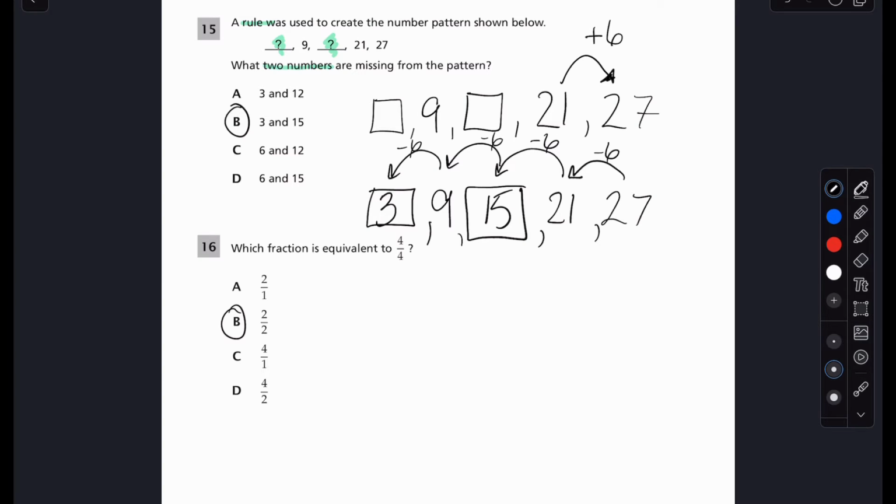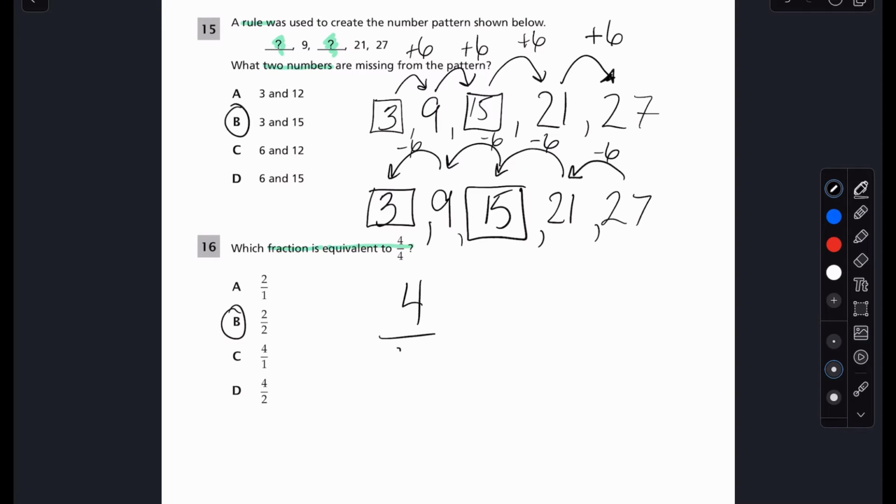I could also check to make sure it's true here on the top by just adding 6. 3 plus 6 is 9. 9 plus 6 is 15. 15 plus 6 is 21, and 21 plus 6 is 27. So that was my strategy for here. I could only use the 21, 27 to find a rule, and then once I find a rule, I'm working backwards. Let's look at number 16, and I want to know which fraction is equivalent to 4 over 4.